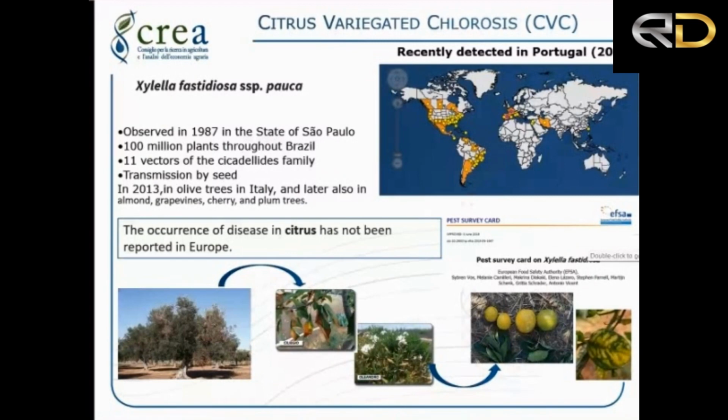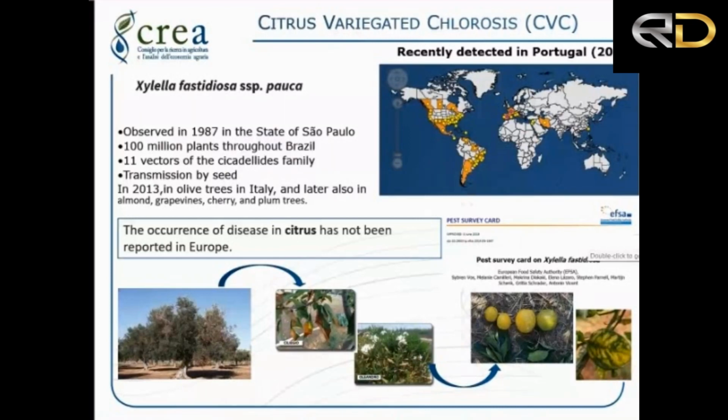Moreover, because the bacterium is able to have different hosts, we cannot exclude a possible host jump from olive to citrus plants through almond, grapevine, or other intermediate hosts.